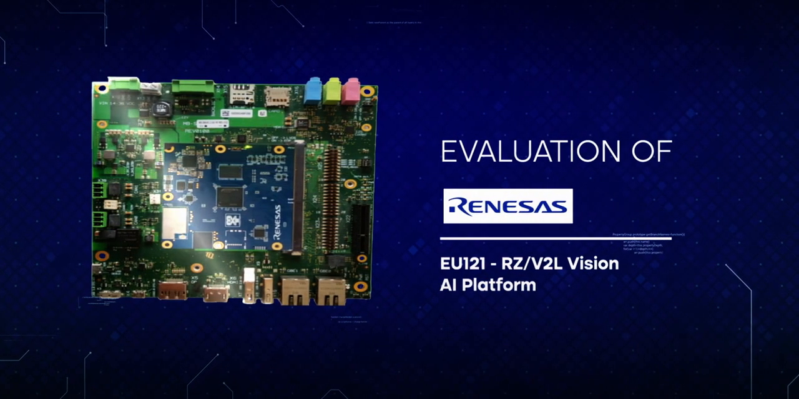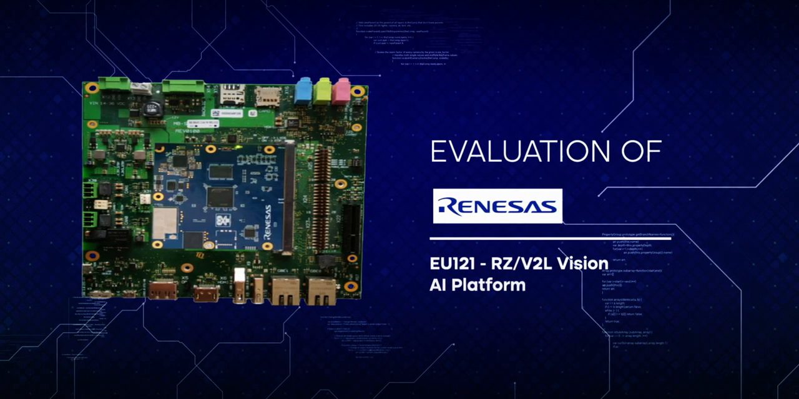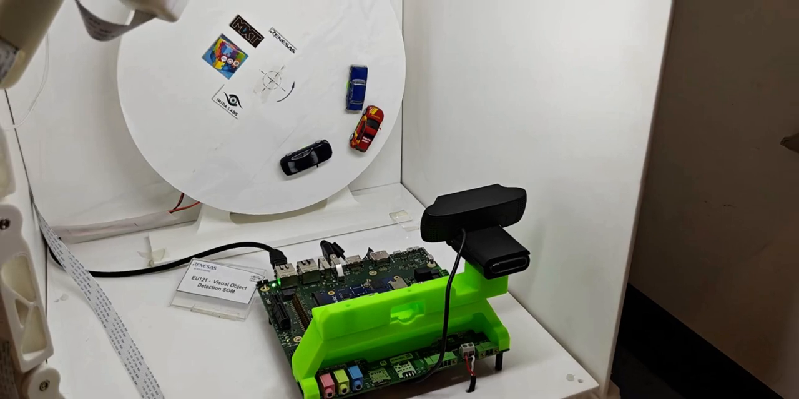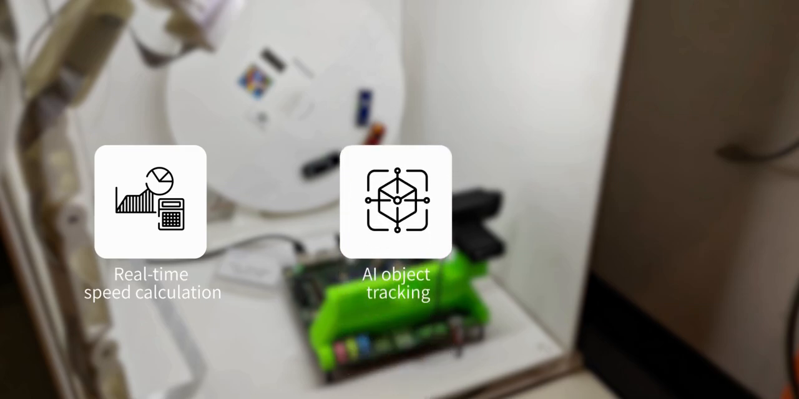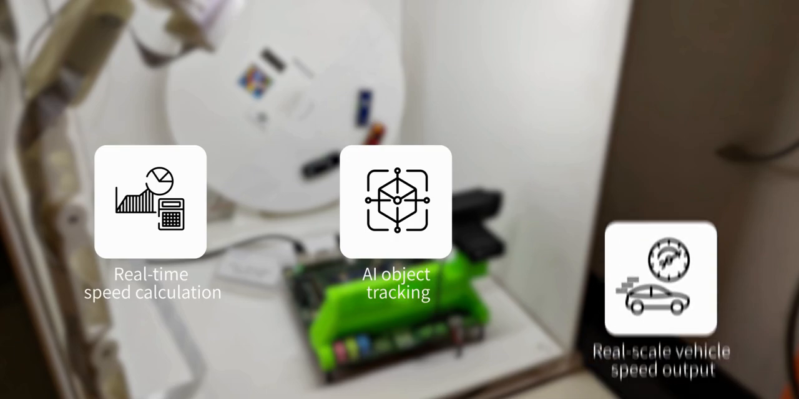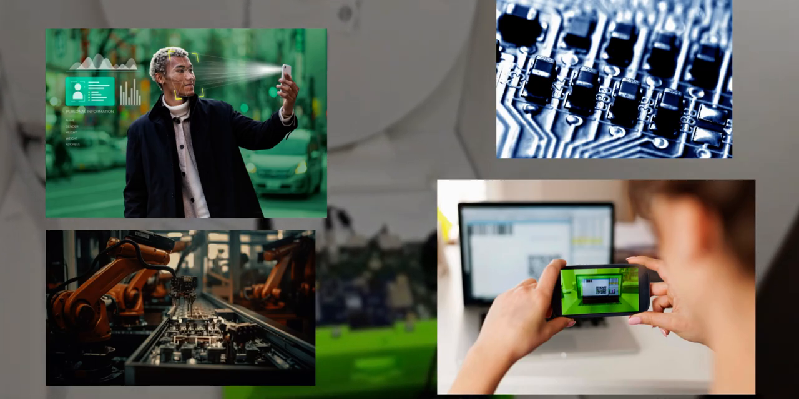Welcome to the live bench evaluation of the EU121 V2L Vision AI platform, a powerful AI-driven car tracking system. The EU121 Vision AI platform offers real-time speed calculation. AI object tracking monitors movement in real time, ensuring accurate analysis. Finally, the real-scale vehicle speed output provides RPM data and corresponding speed for precise evaluation. Perfect for vision applications, smart camera sensors, embedded networks, and scalable industrial systems.